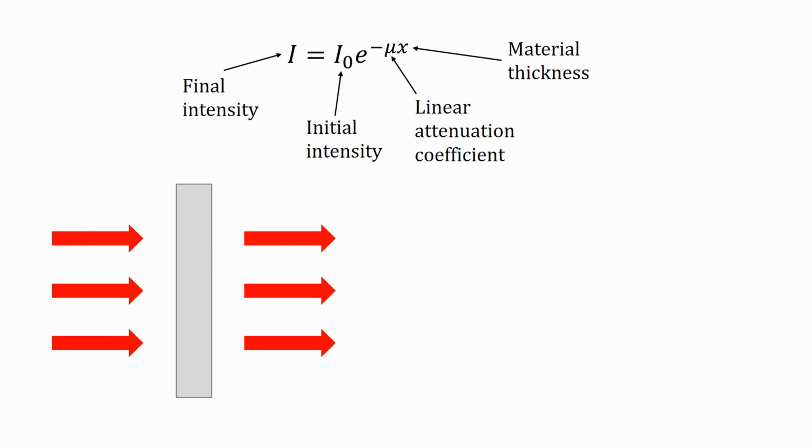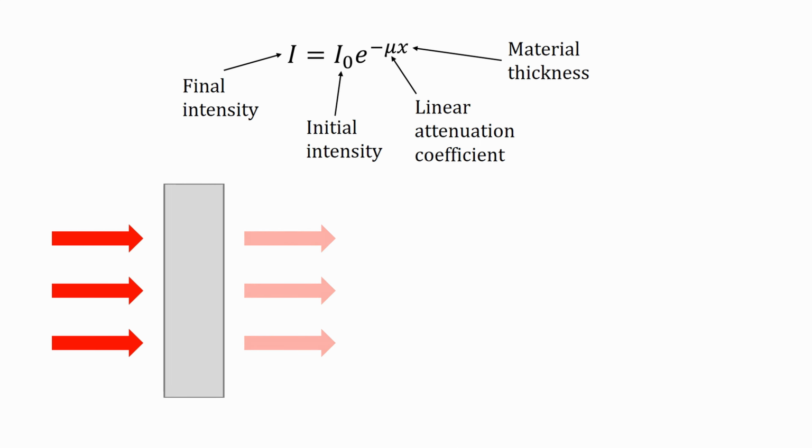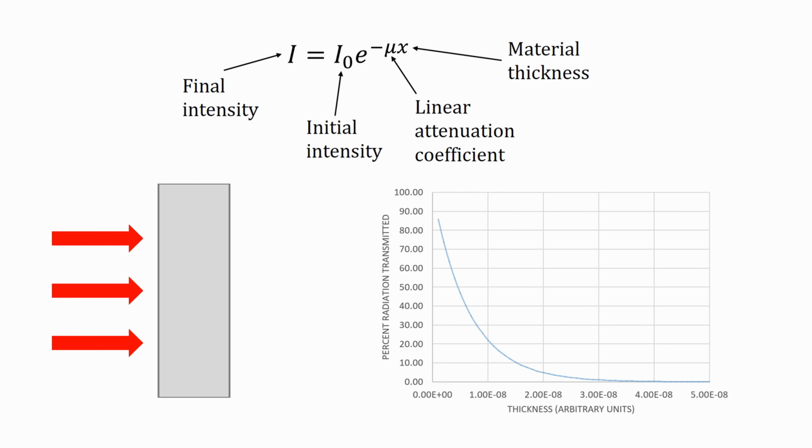This is the formula for the amount of material needed to stop gamma radiation. Basically, as a material thickness increases, less radiation can penetrate through it. The rate of absorption is defined by the linear attenuation coefficient, which is specific to each material.